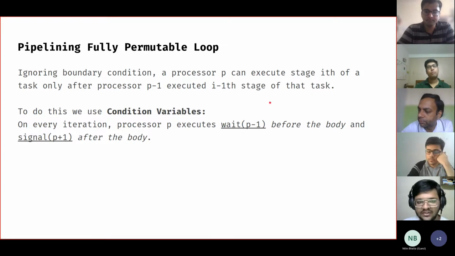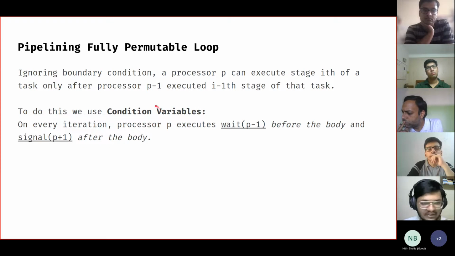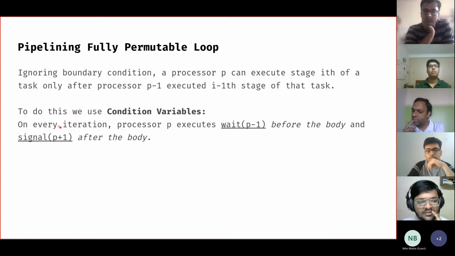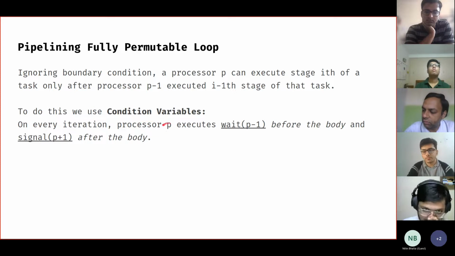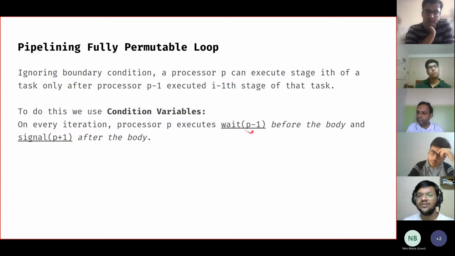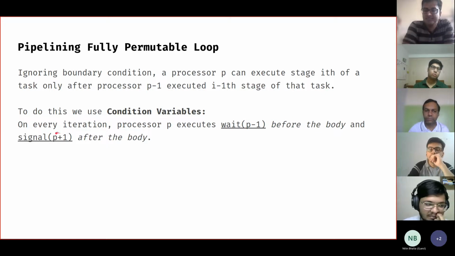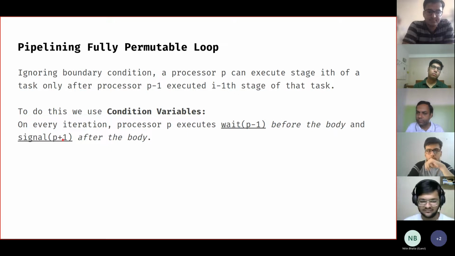To do this, we make use of a construct called condition variables. What condition variables do is give signals to start or stop the execution in general. So for every iteration, processor P is going to execute wait P minus one, which waits for the signal of P minus one. Until then, it will wait before executing the body, and after the body, it will signal P plus one to start its execution.